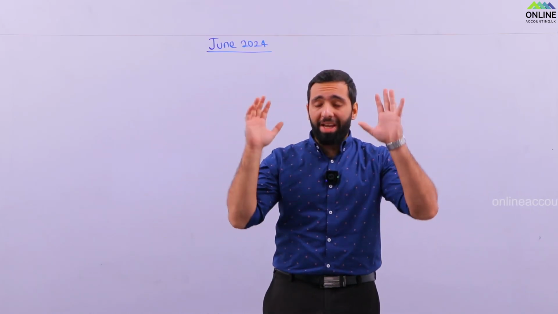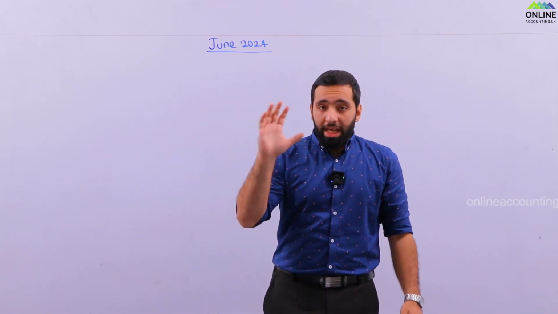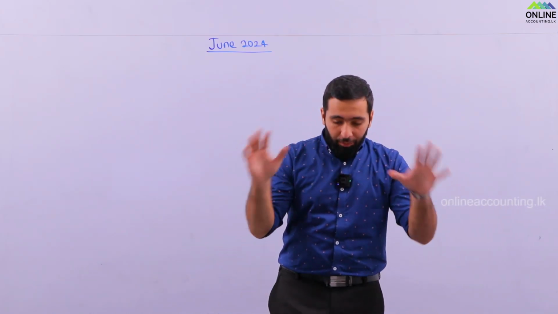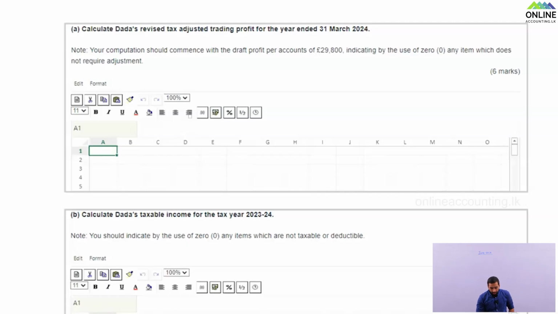The question will be shown to you on the big screen. The screen will be enlarged. So here we go. Calculate D's revised tax adjusted trading profit for the year ended 31st March 2024. Your computation should commence with the draft profit per accounts, 29,800. Indicate 0 for any items which do not require adjustment.